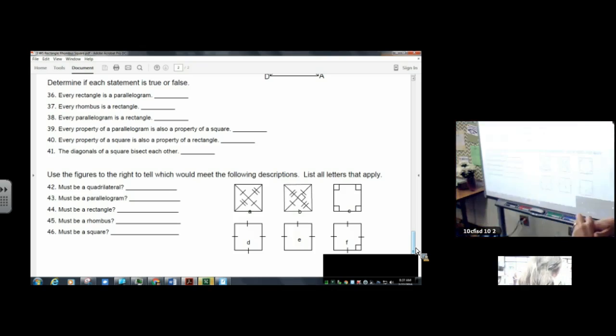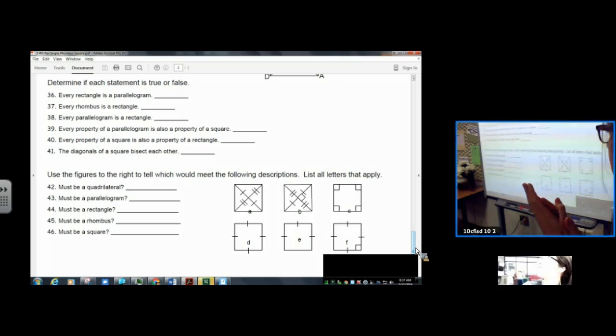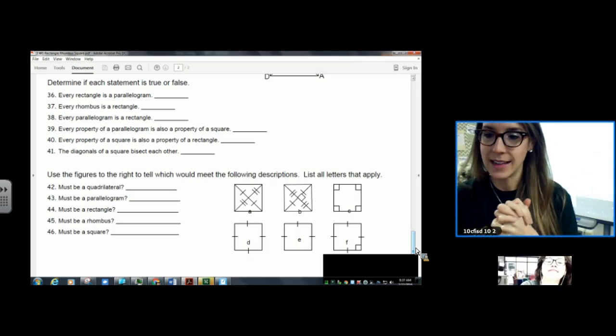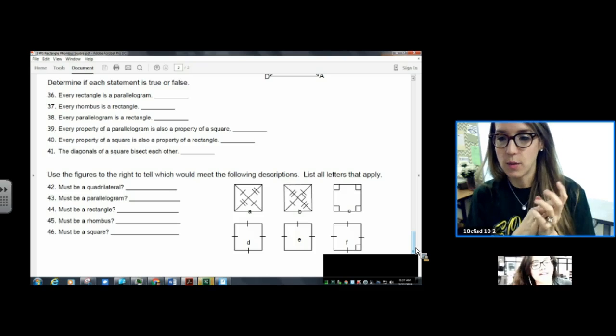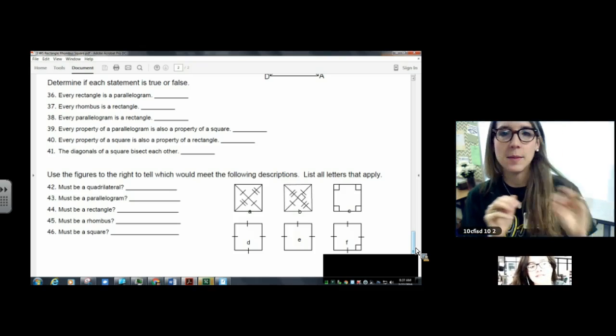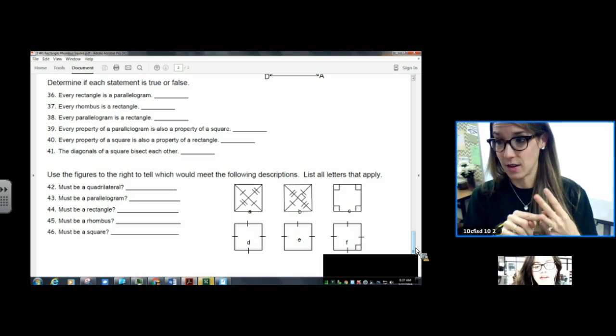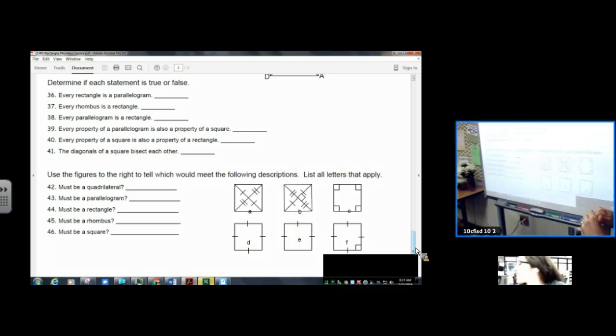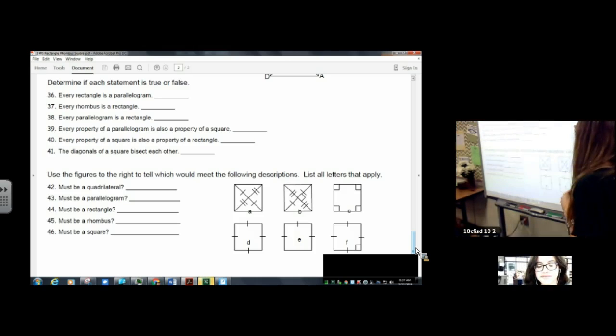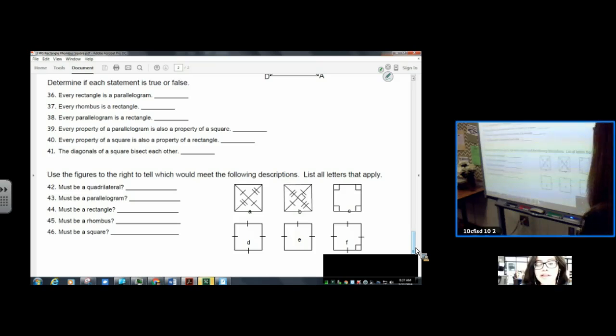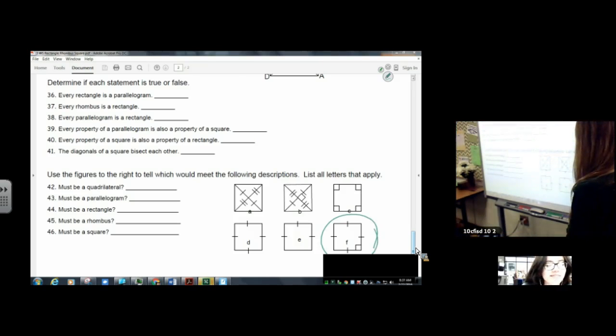46. Which of the following must be a square? And we're learning a little more about that today, but we know that a square, okay Neil, has to be a parallelogram, a rectangle, and a rhombus. So which of those is a parallelogram, a rectangle, and a rhombus? And the only one that looks like it's doing that is F.